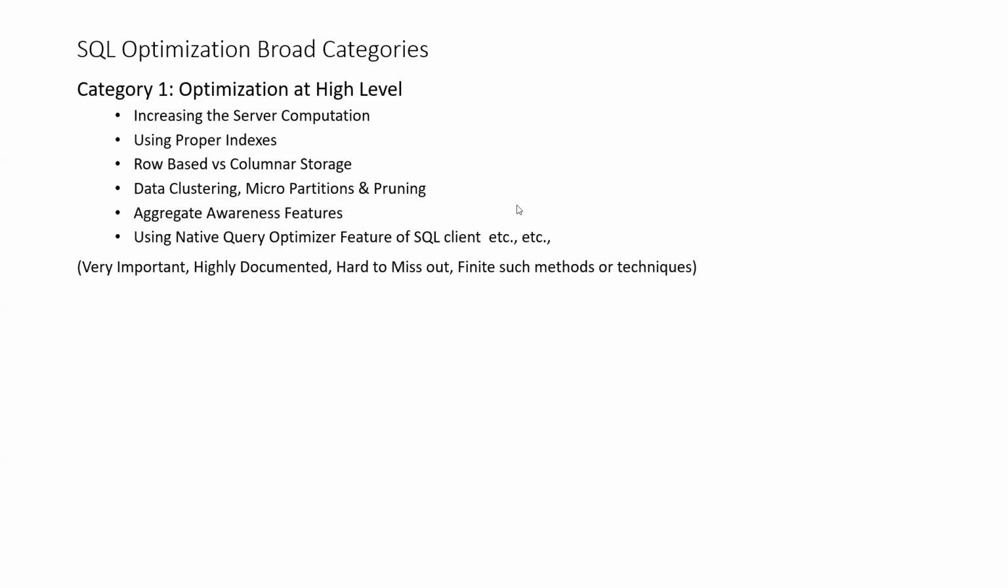So we have discussed a little bit of all of these things in the past, and the interesting thing about these topics is that they are highly documented, and these are the go-to topics normally when anyone thinks of optimizing SQL. So people never miss out on these aspects, and there are a good amount of methods, but they are still finite methods people can refer to.